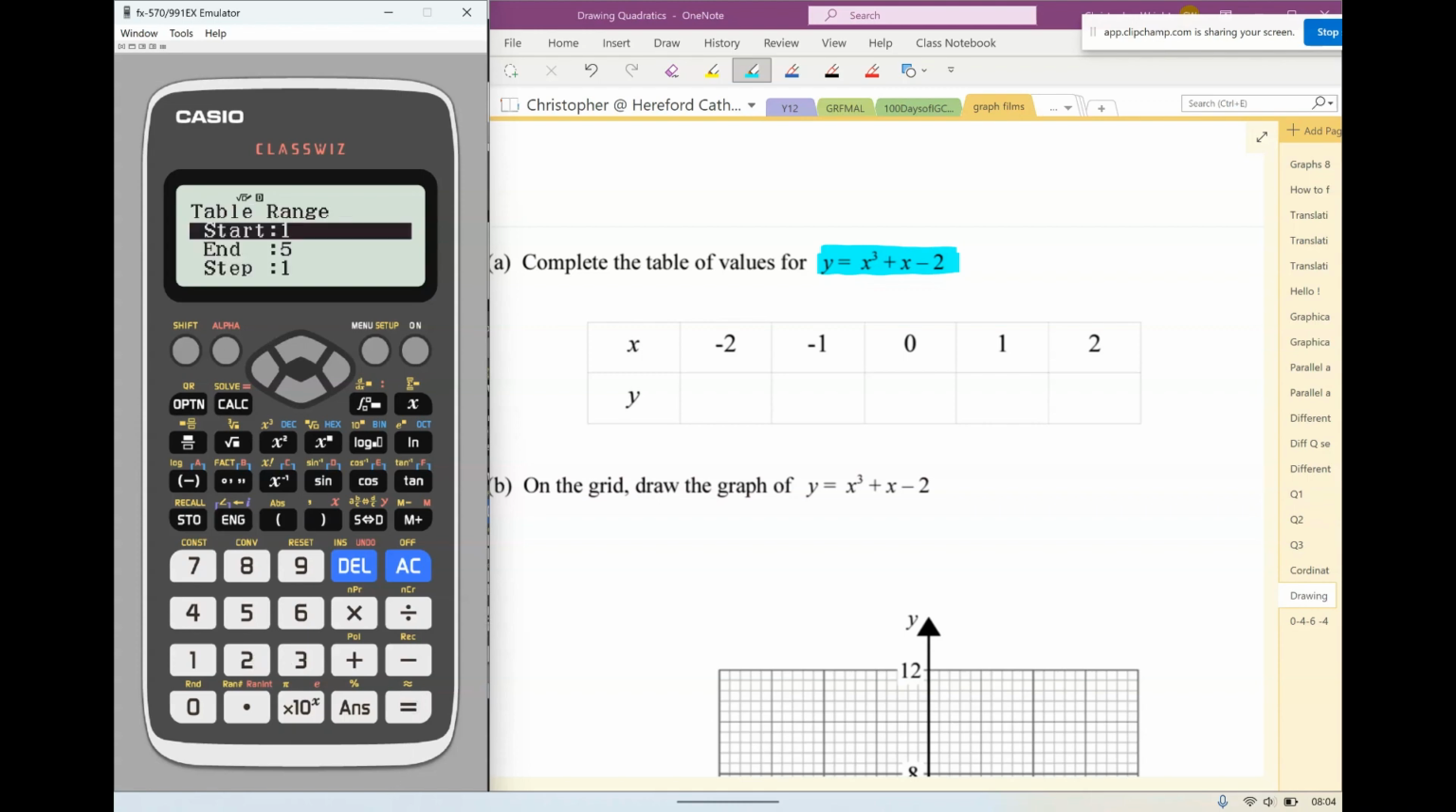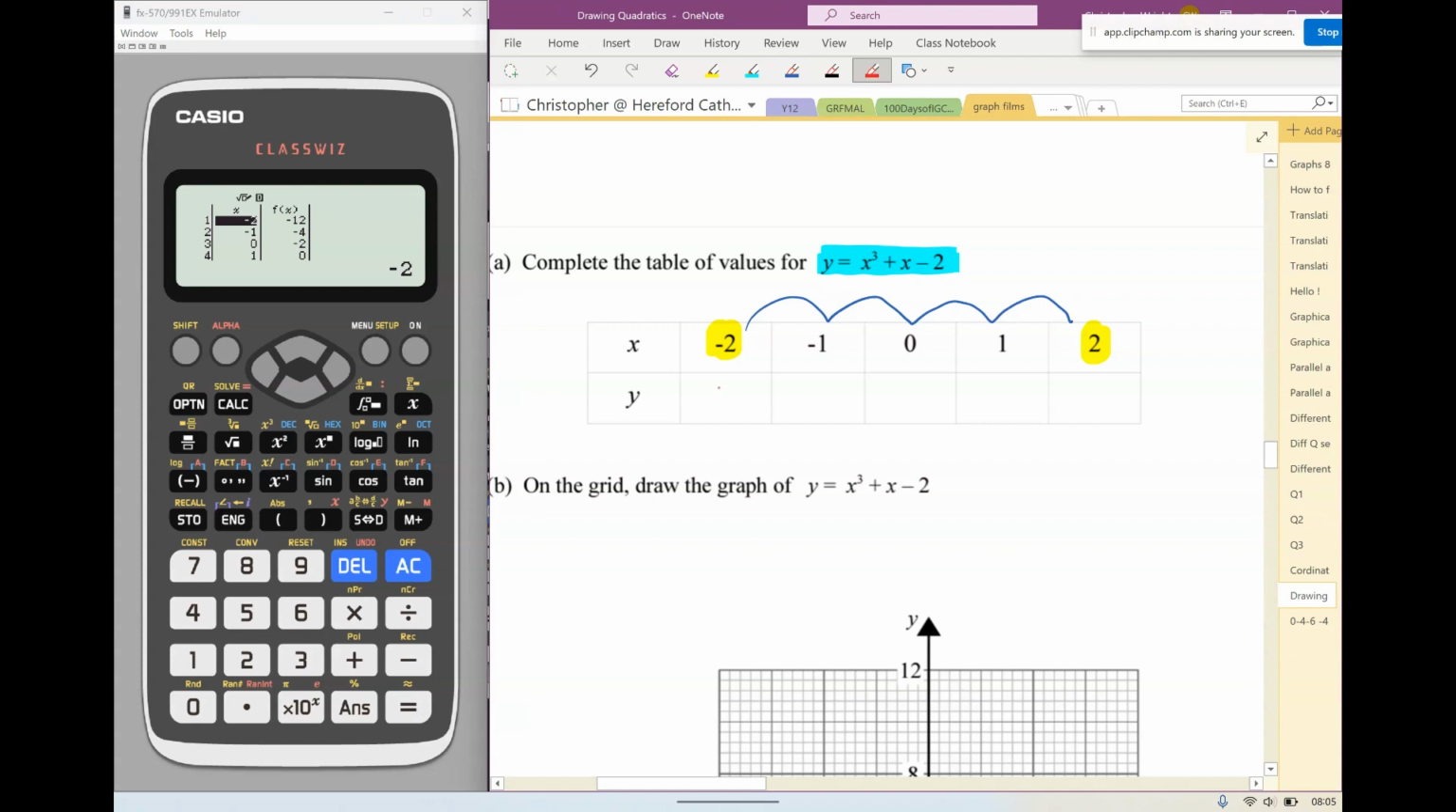I don't want a second function. Now my table range, well, I'm starting at -2 and ending at 2, and my x's are stepping in intervals of 1. So the start -2 equals, the end 2 equals, and the step is 1 equals. And here are the y values. So when x is -2, y is -12, then -4, then -2, then 0. Use my down button, and I see that when x is 2, y is 8.